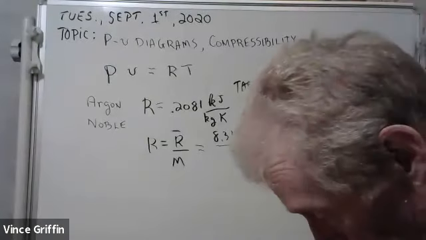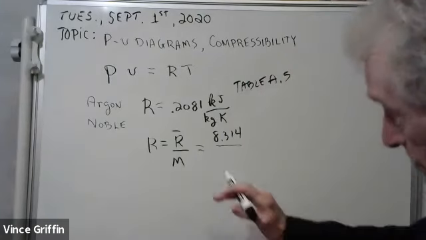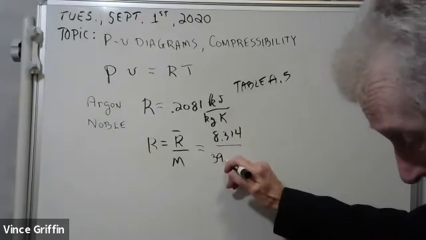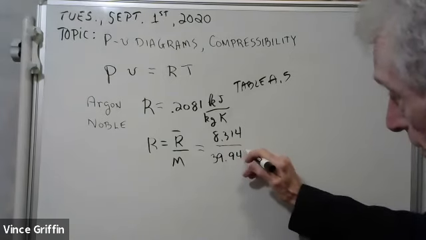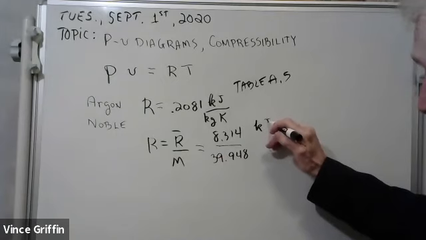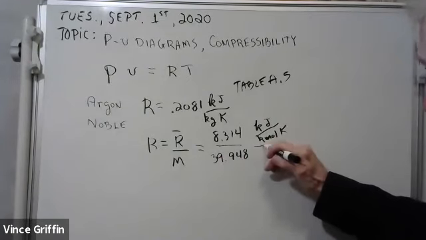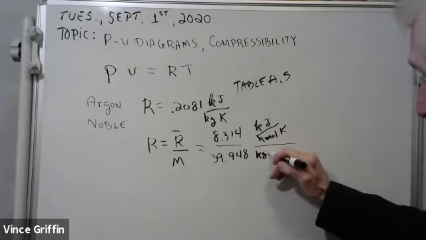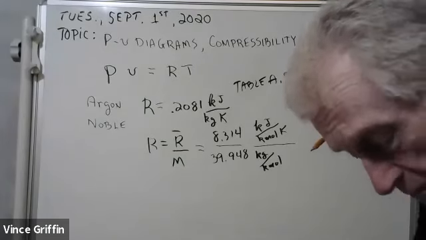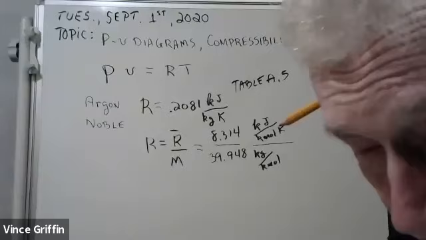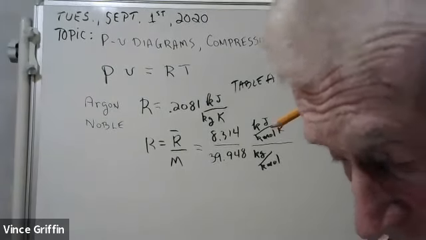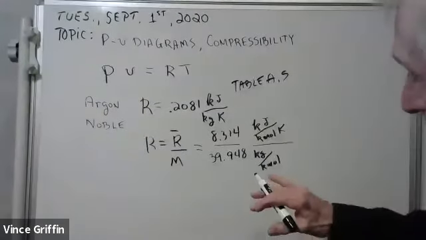But the molecular mass for argon is 39.948. Now the units on this are kilojoules per kilomole Kelvin. And what these are is kilograms per kilomole. Now who just spoke up? Who was that? I think that might have been someone on accident. Oh, okay. Well, let's see what this is.